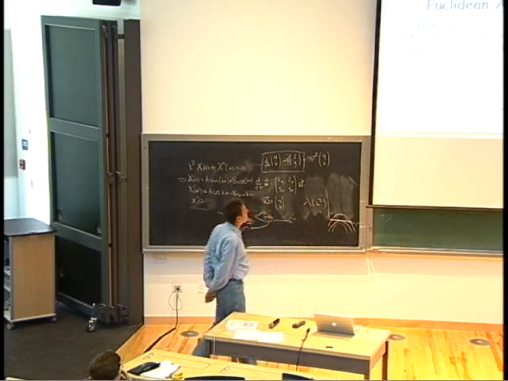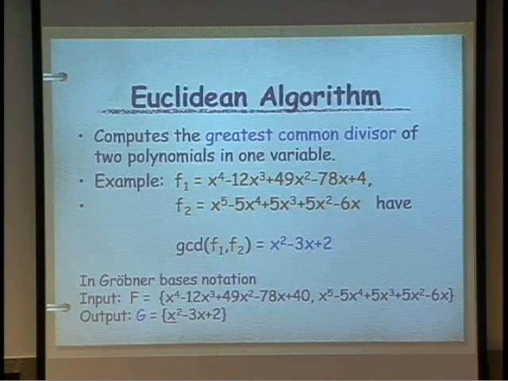Here's the Euclidean algorithm. So the Euclidean algorithm computes the greatest common divisor of two polynomials in one variable. So here I have two brown polynomials, a polynomial of degree 4, x to the 4th minus 12x cubed, and so on, plus 4. And another polynomial of degree 5, x to the 5th minus 5x to the 4th plus 5x cubed plus 5x squared minus 6x. So the greatest common divisor is a polynomial that divides both of them and has all other divisors as a factor. And that unique polynomial up to scaling is x squared minus 3x plus 2.